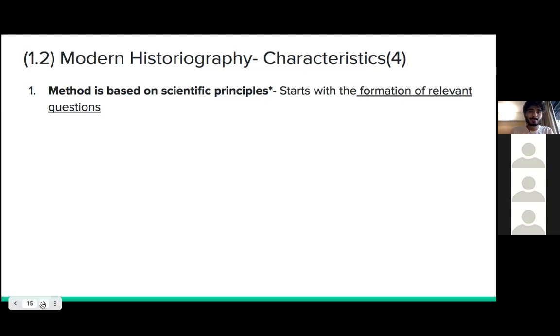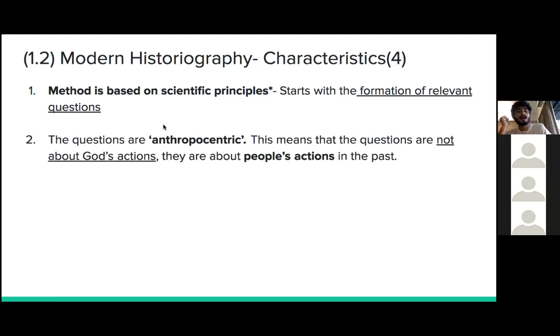Then the second characteristic of modern historiography is that the questions we will ask are anthropocentric. Anthropocentric refers to people, anthro, right? So you should always break up words to understand what they mean, right? So anthro refers to people. Anthropology refers to the study of human beings. So anthropocentric मतलब centered around human beings. तो ये जो हम शुरू करेंगे, जो questions के साथ हम शुरू करेंगे, हम वो questions इंसानों के बारे में बनाएंगे, right? Which means that these questions are not about God's actions, they are about people's actions.